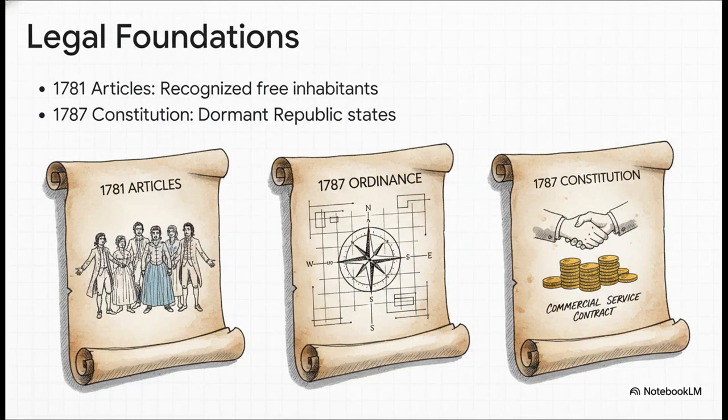To make this decentralized system work, the sources categorize the era's legal documents very specifically. The 1781 Articles of Confederation, that recognized free inhabitants. The 1787 Northwest Ordinance, that provided the actual procedure for organizing free states. But here's the real kicker. The 1787 Constitution is categorized by the texts merely as a commercial service contract. It was just a delegation of powers for a federal republic that the authors actually claim is currently dormant.